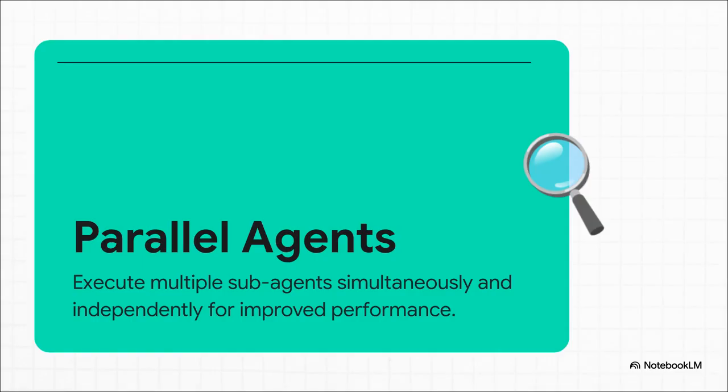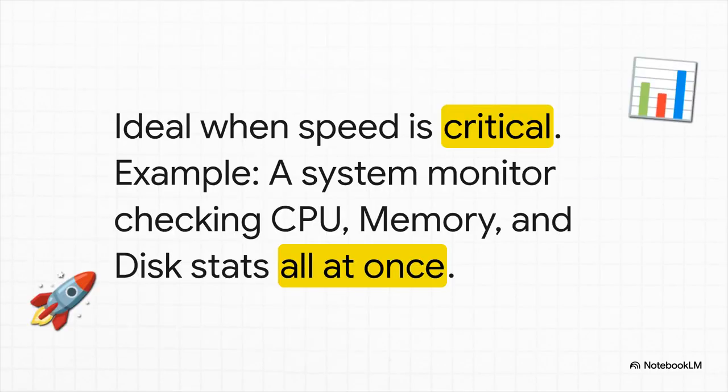But of course, not every problem is an assembly line. What if you just need to do a bunch of different things at the same time, and they don't depend on each other? Well, that's when you bring in the parallel agents. This is your go-to pattern when speed is the name of the game. Think about a system monitor agent. It needs to check the CPU, the memory, and the disk stats all at once. You don't want it to wait for the CPU check to finish before it starts checking the memory. You fire them all off at the same time and get your results back way faster.